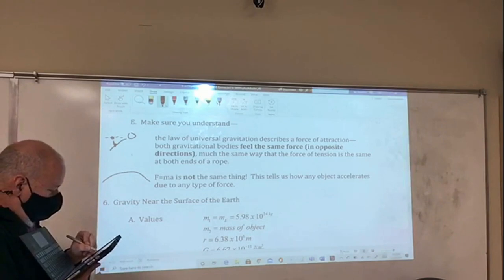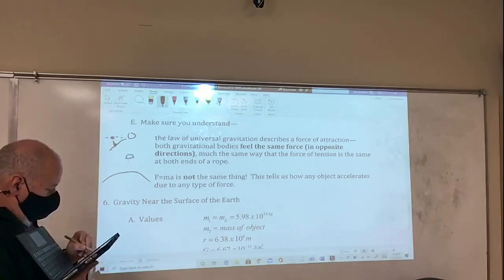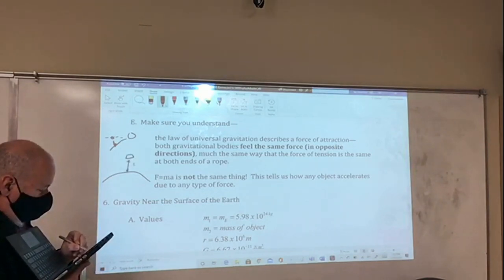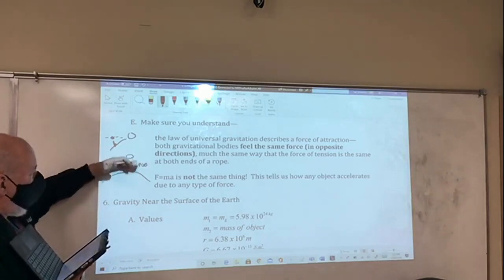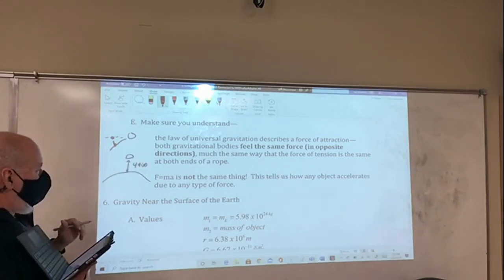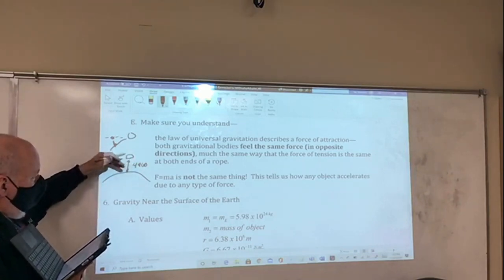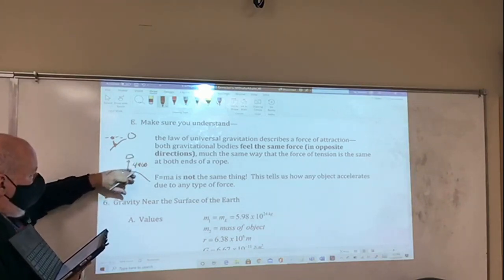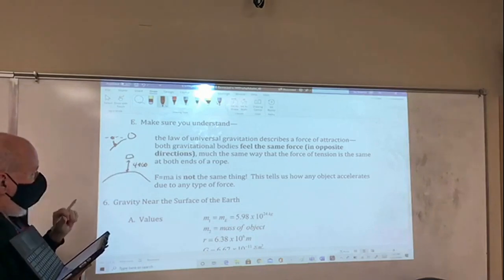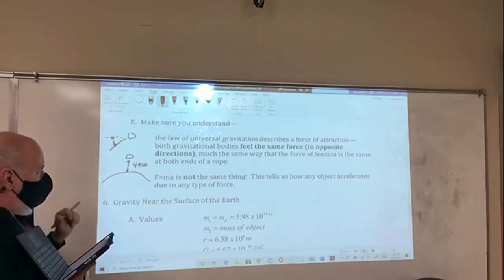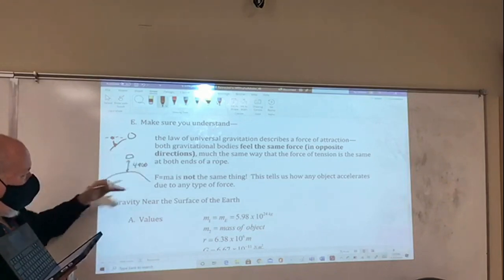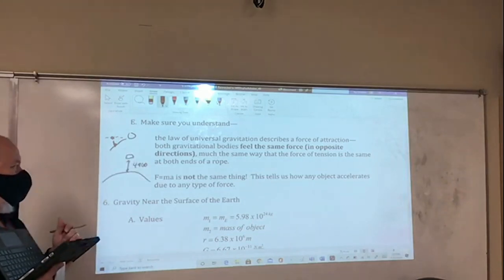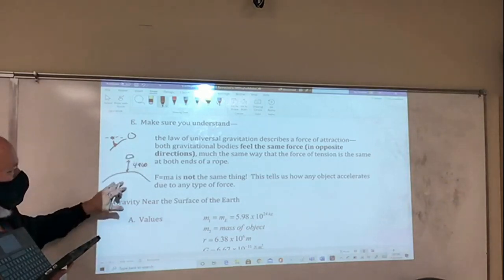With the spacecraft as well, the force of gravity between these two things was 4,900 newtons, we said. So both of these feel that force of 4,900 newtons. It's just that the 4,900 newtons affects the spaceship a lot more than it does the Earth, right? It's not going to pull the Earth towards the spaceship. It's going to pull the spaceship towards the Earth. Okay?